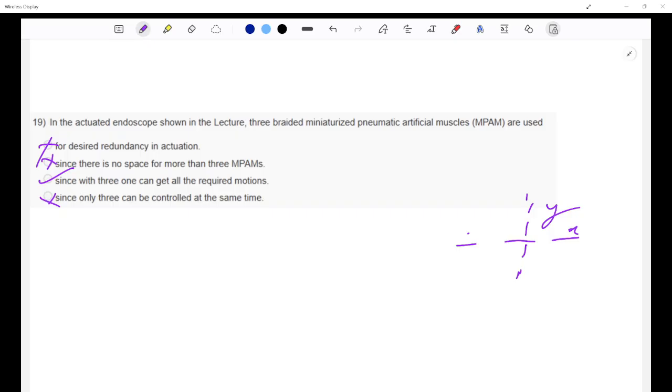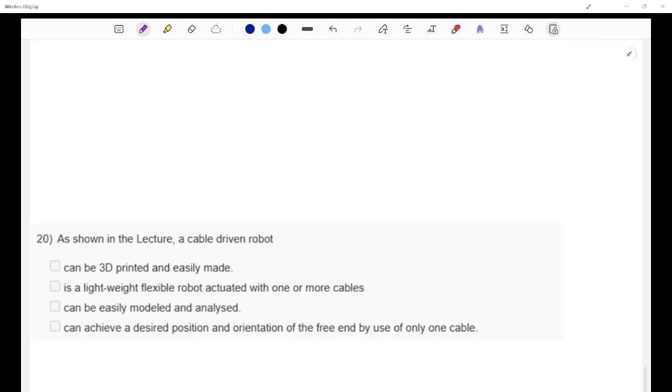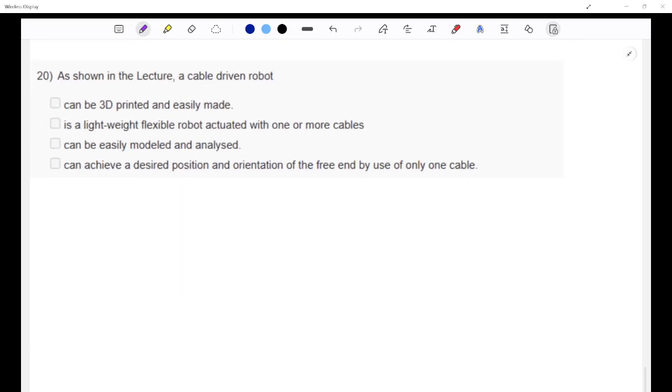Okay, let's move to the last question. So as shown in the lecture, a cable driven robot can be 3D printed and easily made. It is a lightweight, flexible robot actuated with one or more cables. It can be easily modeled and analyzed. It can achieve a desired position or orientation of the free end by use of only one cable.